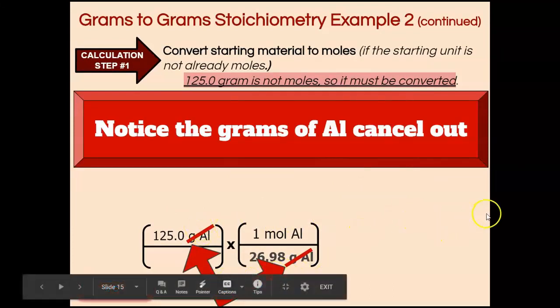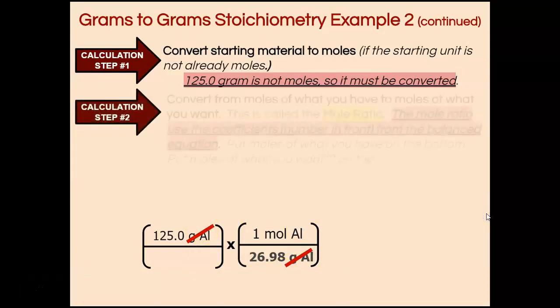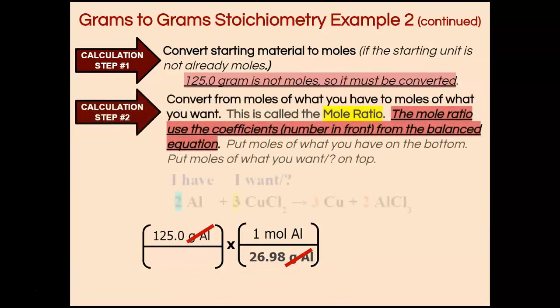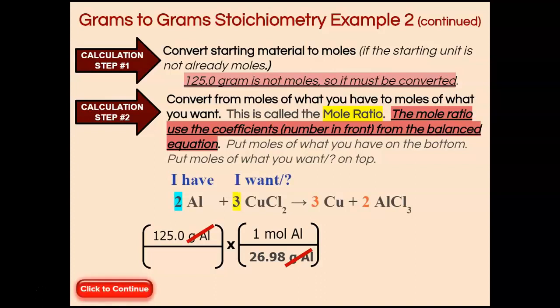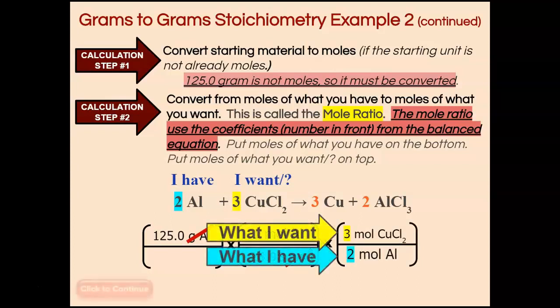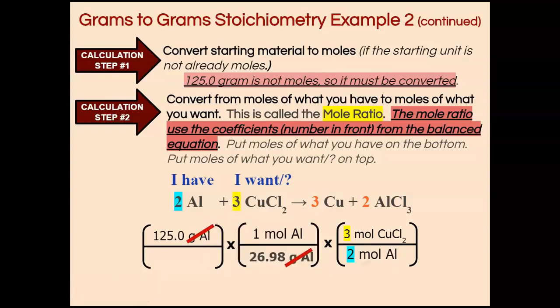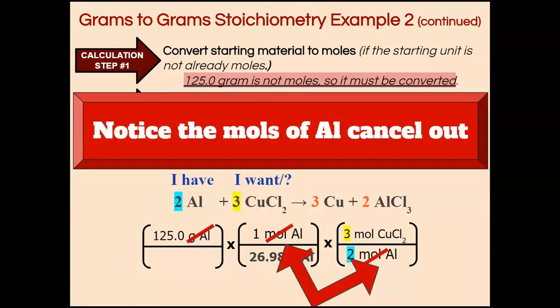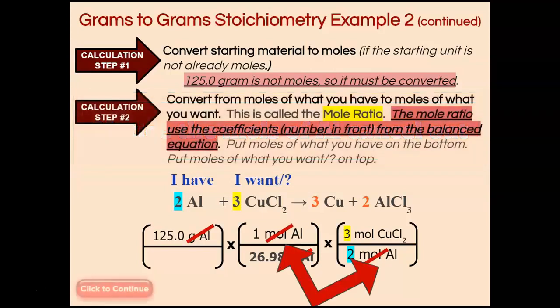The next thing that we want to do is use our mole-mole ratio to convert from what I have, moles of aluminum, to what I want, moles of copper 2 chloride. So this is where we use our mole-to-mole ratio. What I have will go on bottom to cancel moles of aluminum. What I want, moles of copper 2 chloride, goes on top. And again, what I'm canceling goes on bottom, moles of aluminum cancel, and I'm left with only the moles of copper chloride. And this is what I want in order to go on to the next and final step.